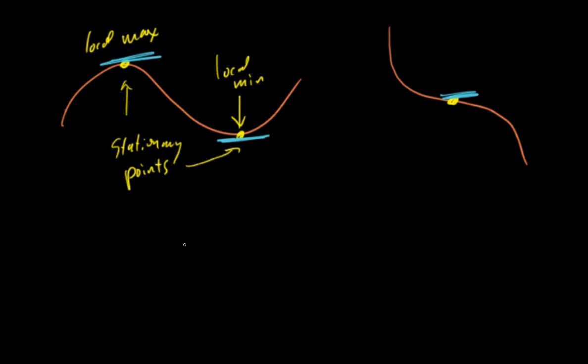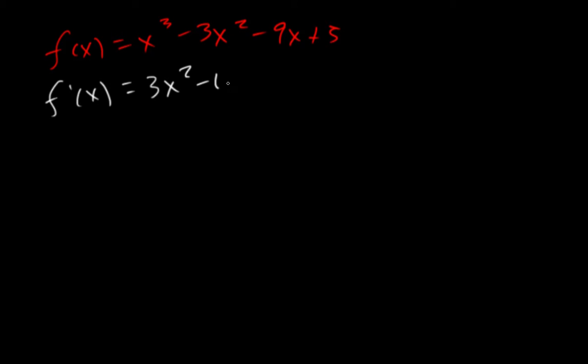Now stationary points occur when the derivative is equal to 0, because the slope of a horizontal tangent line is 0. So we need to find and classify all stationary points of this function. First we need to find the derivative, and then we want to set the derivative equal to 0.